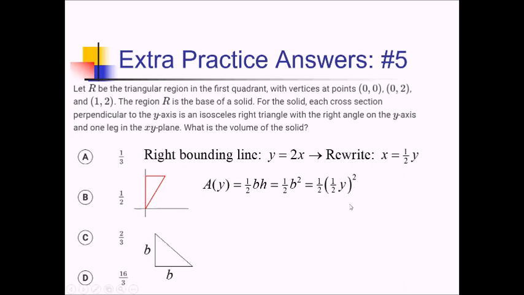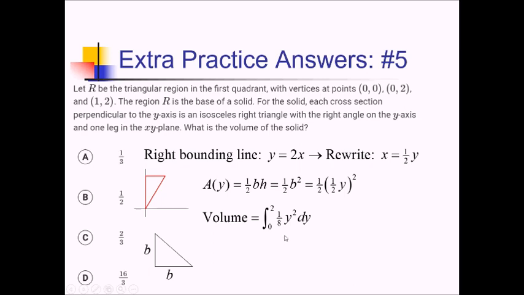And at some point, I'm going to have to clean this up a little bit and integrate it. But I might as well just save that for the next step. So I can write now that my volume is going to be the integral from, we said, 0 to 2 of, basically, this A of y formula. So now is when I'm going to clean this up. If I square 1/2 y, that's going to be 1/4 y squared, times another 1/2 gives me 1/8 y squared. And now I've got a dy in here.